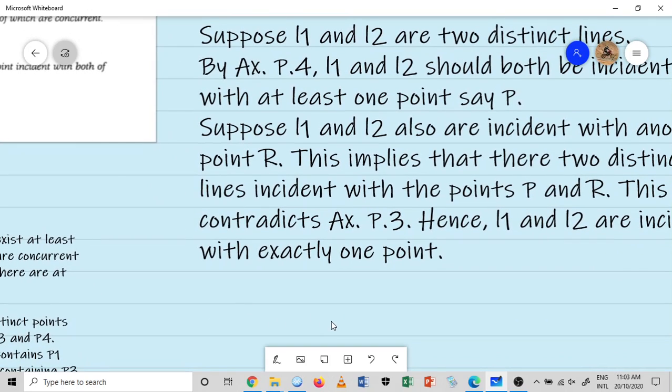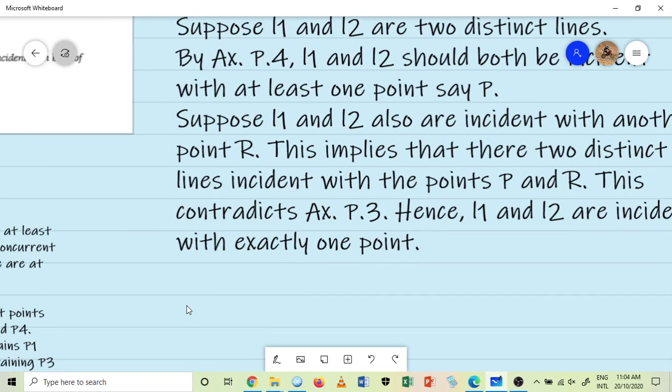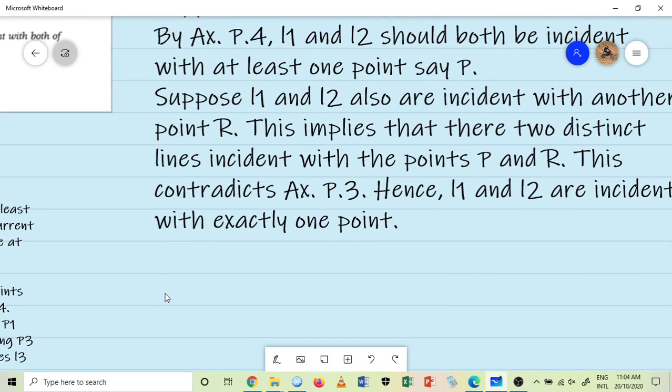So this video will just be very short because again the proof is just straightforward, a direct application of the axioms, axiom P.4 and axiom P.3. So that will be all for this video. We shall continue with the rest of the theorems in our next video.